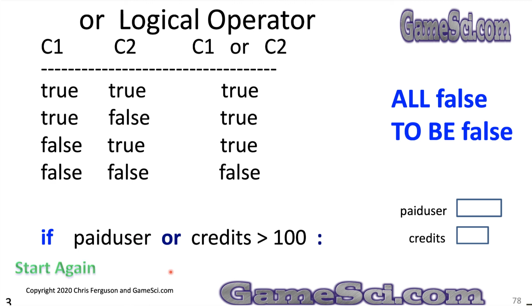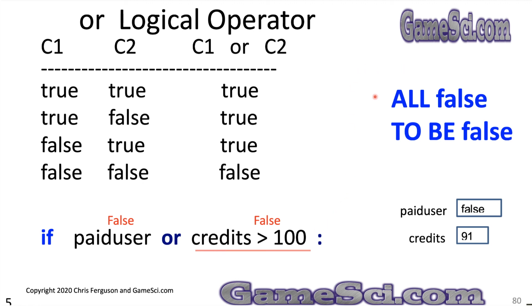Let's run this again with new values in our variables and see how it changes. Paid user is now equal to false. Credits is now equal to 91. Let's see what happens now. Paid user is a false statement, means the left side of the OR logical operator will be false. Credits greater than 100, 91 greater than 100 is a false statement. So it turns out both sides of the OR logical operator are false.